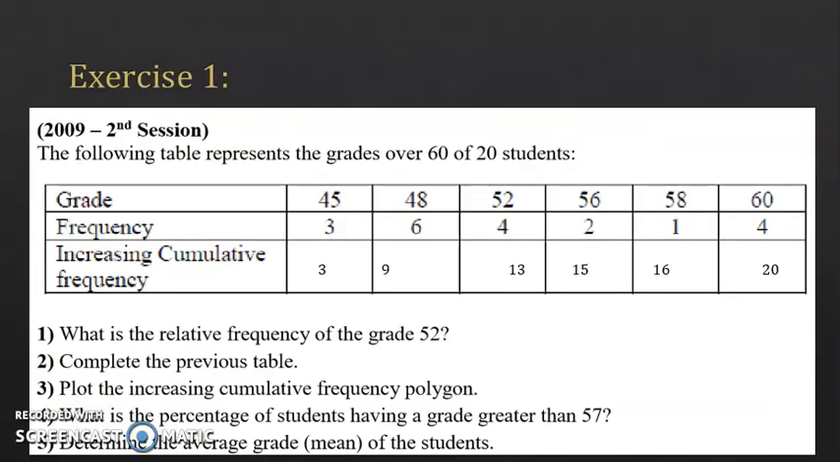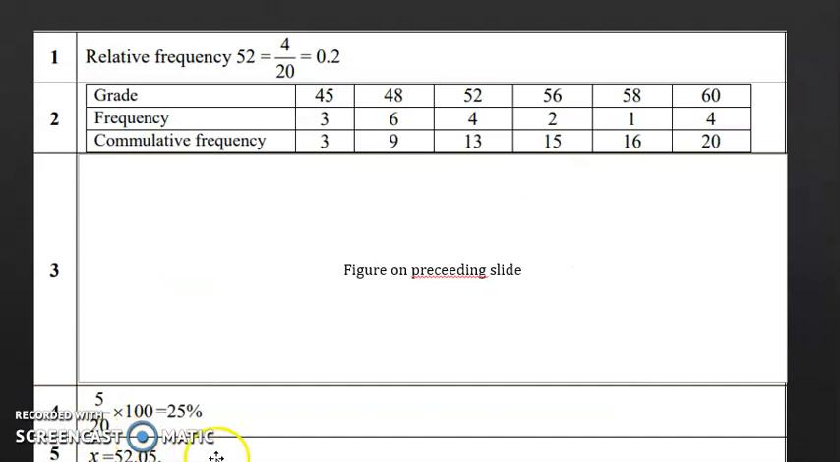The last part, determine the average grade or mean of the students. This is very simple, you just apply the rule. So it's the first grade times its frequency plus the second grade times its frequency and so on over the total frequency, which is 20. So 45 times 3 plus 48 times 6 plus 52 times 4 plus 56 times 2 plus 58 times 1 plus 60 times 4 all over 20. This should be your final answer, 52.05.